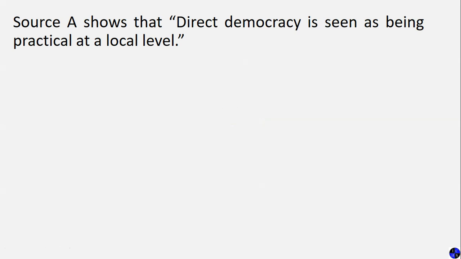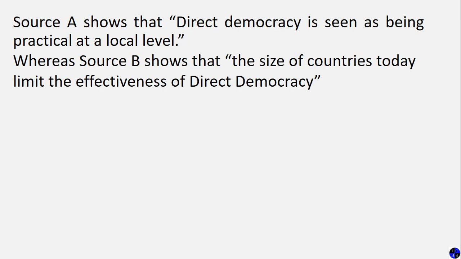Source A shows that direct democracy is seen as being practical at a local level, whereas source B shows that the size of the countries today limit the effectiveness of direct democracy. So I've taken 2 direct lifts from the sources, so one from source A, one from source B. You'll also notice that I've used a good word there, whereas. This is flagging up to the examiner that I've got a contrasting piece of information.